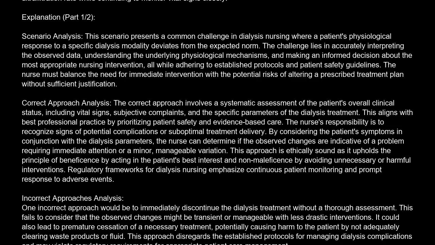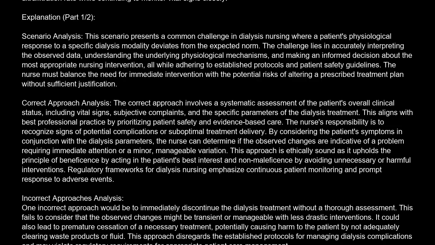By considering the patient's symptoms in conjunction with the dialysis parameters, the nurse can determine if the observed changes are indicative of a problem requiring immediate attention or a minor, manageable variation. This approach is ethically sound as it upholds the principle of beneficence by acting in the patient's best interest and non-maleficence, by avoiding unnecessary or harmful interventions. Regulatory frameworks for dialysis nursing emphasize continuous patient monitoring and prompt response to adverse events.